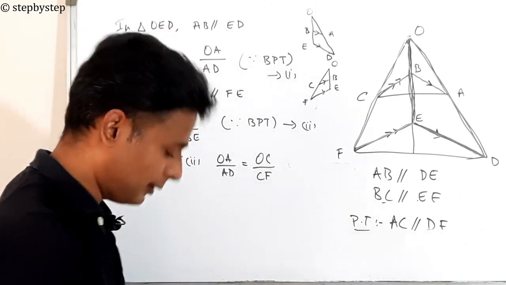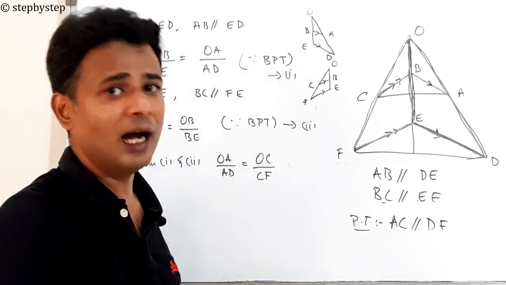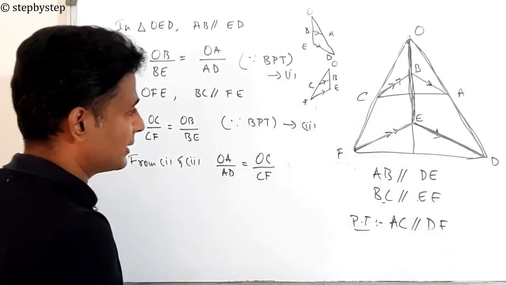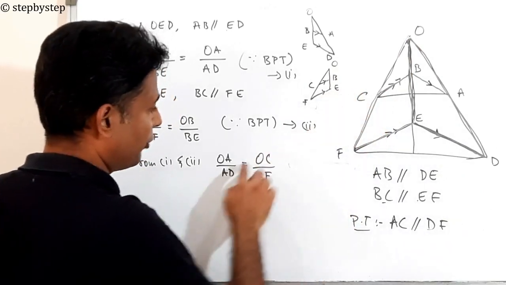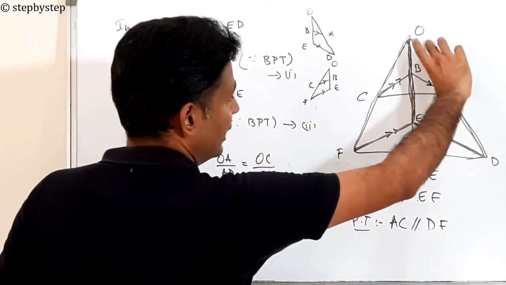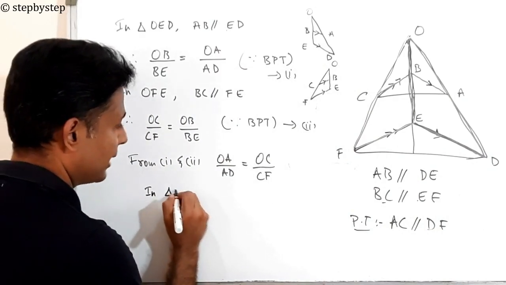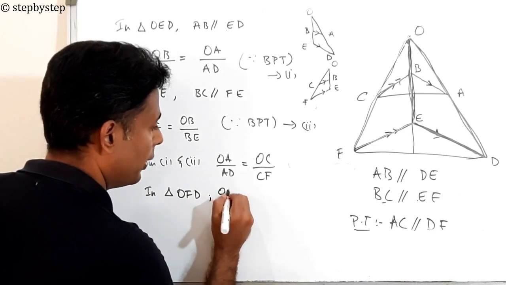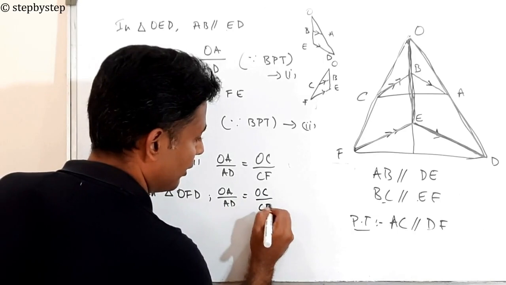I don't have space to write here. So what will be the reason for this? Things which are equal to the same thing are equal to each other. That is what we are going to write. Now we got this. Now, what did we get? OC by CF equal to OA by AD. So in triangle OFD, the whole triangle, what do we have? OA by AD equal to OC by CF. This is what you have.